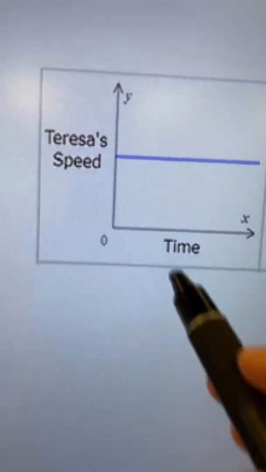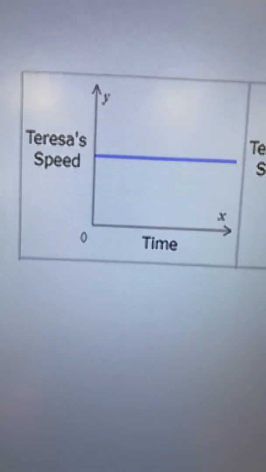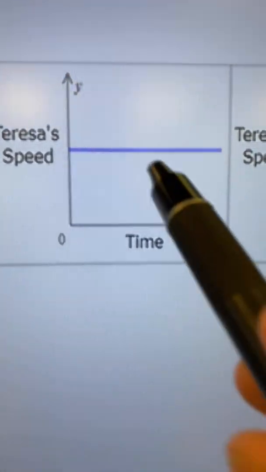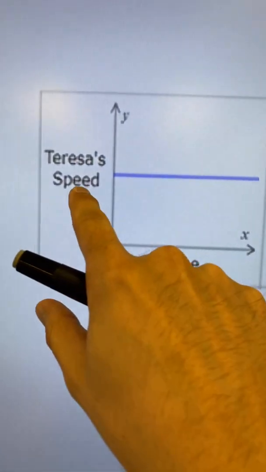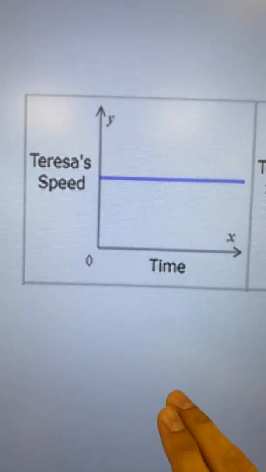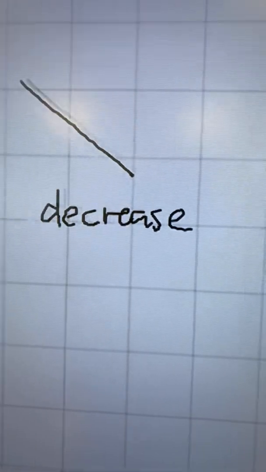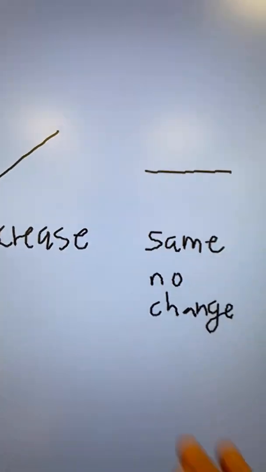In this example, you can see we are talking about Teresa's speed, and anytime you're trying to interpret what's going on in the story of a graph, it's very important that we understand the context. So in this case, we're talking about Teresa's speed. So in terms of Teresa's speed, we have to think about pretty much the three different types of slopes we have.